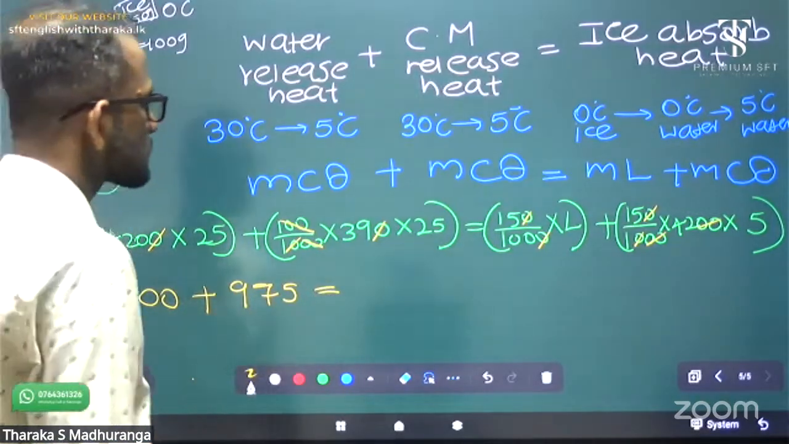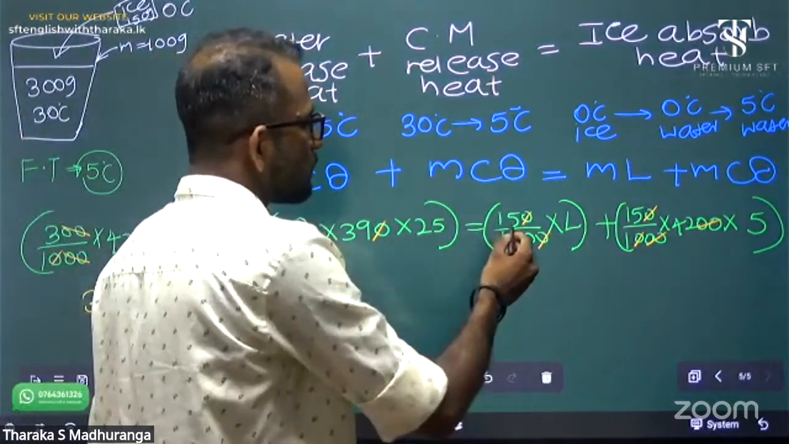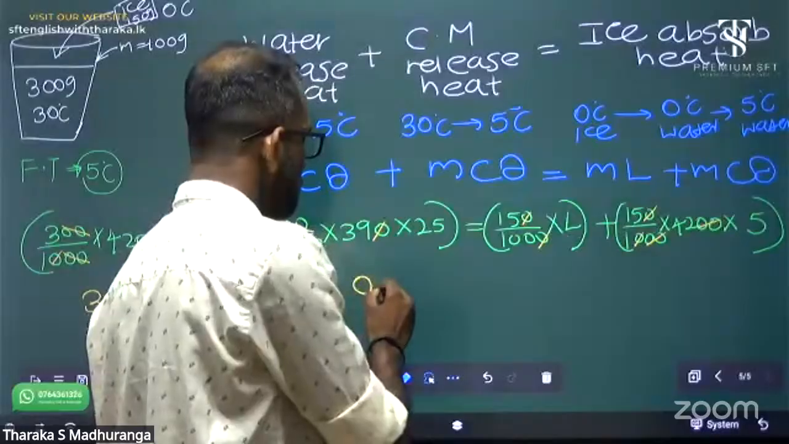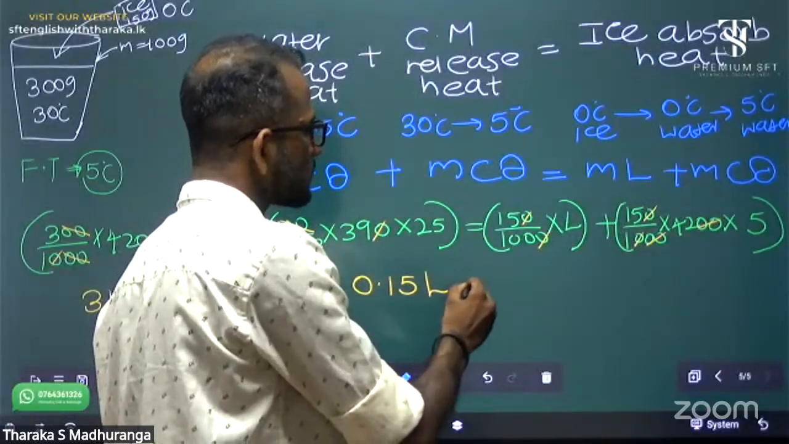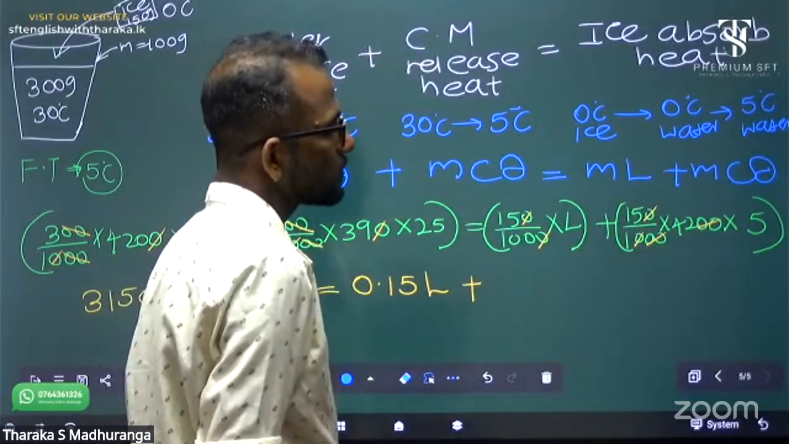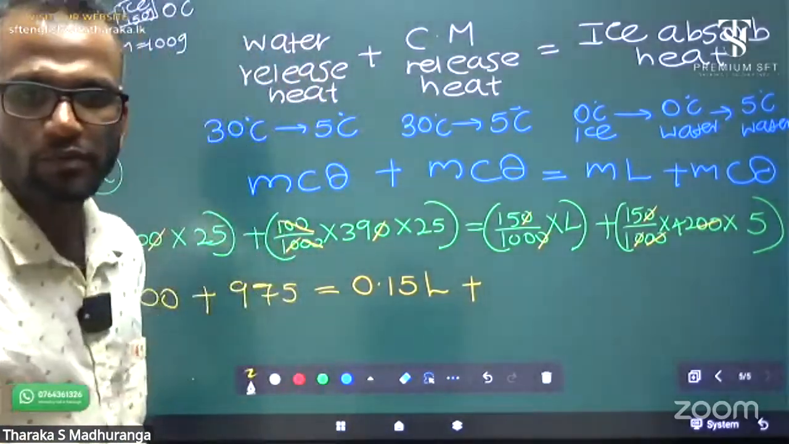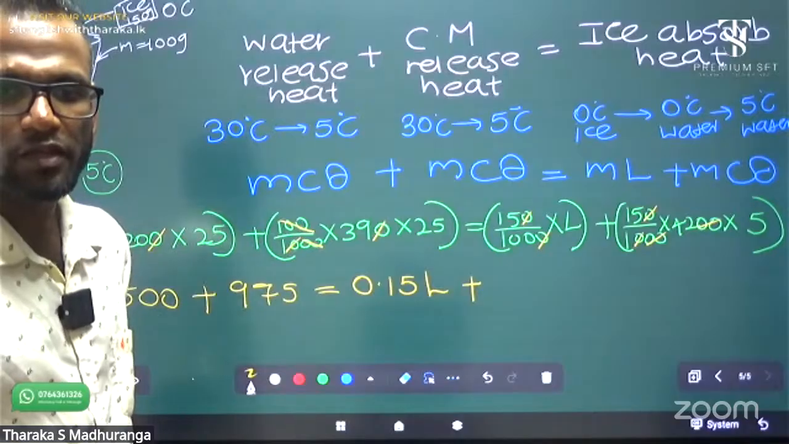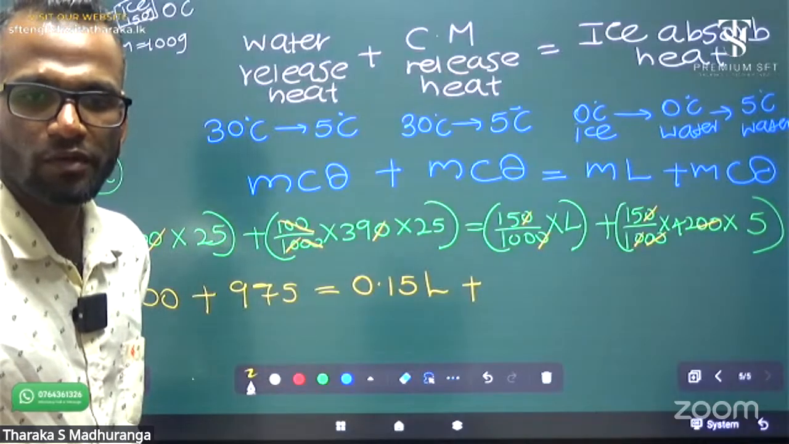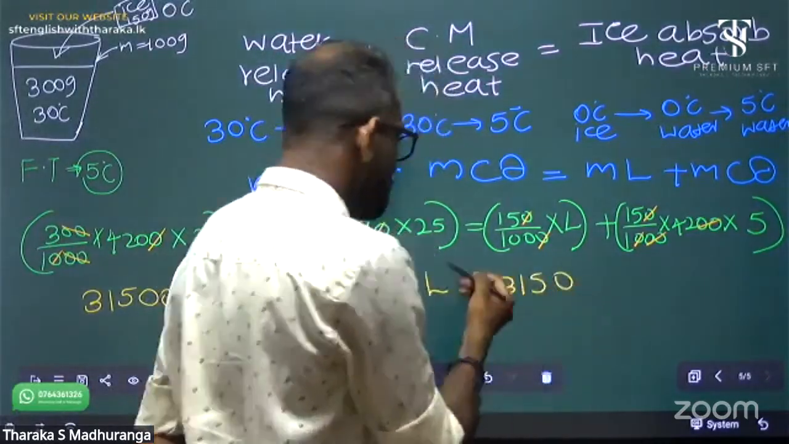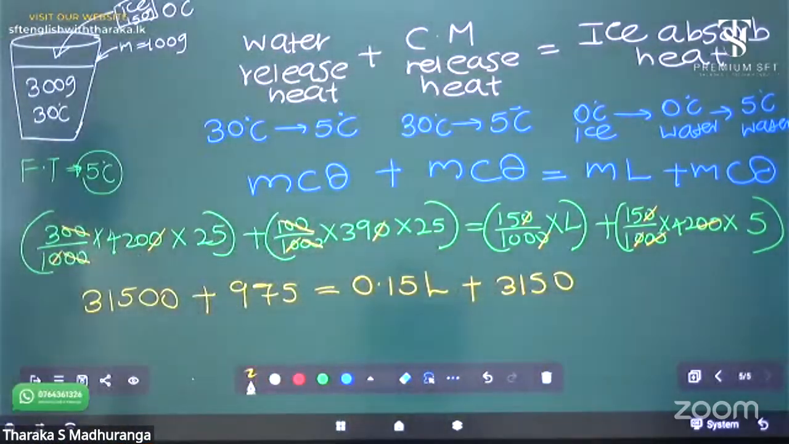Equal to 15 over 100, which means 0.15 L, plus 15 into 42 into 5, sorry, which is 3150. Now you can isolate the L, that is the answer.